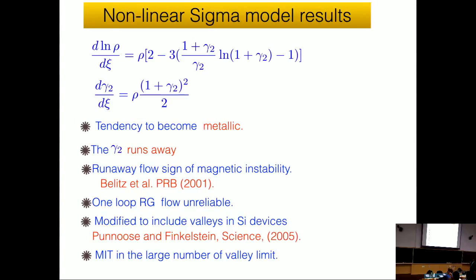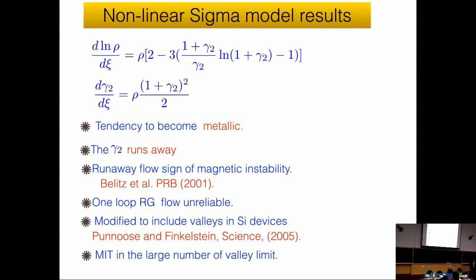Okay, but that essentially is an indicator to the fact that you might actually have a metallic phase. But there was a serious issue with this. The problem is that this gamma 2, which is some sort of strength of a triplet interaction, kept on increasing, and it went to very large values at a finite scale for psi, which essentially meant that this perturbative RG probably went away from the regime of its validity.